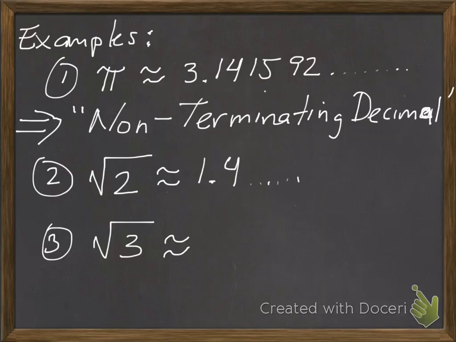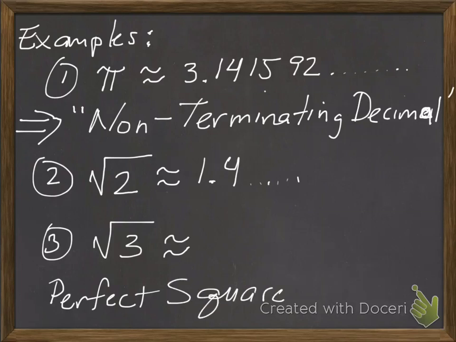So if you think about it, we had a lesson on perfect squares. All the square roots of non-perfect squares are going to be irrational numbers. So let me say that one more time. All the square roots of non-perfect squares are going to be irrational numbers.